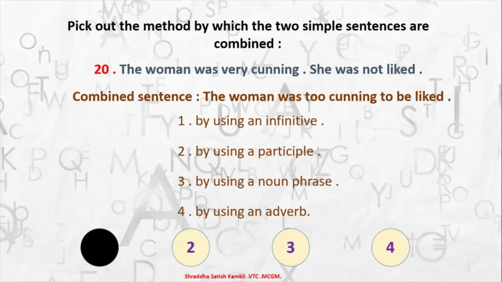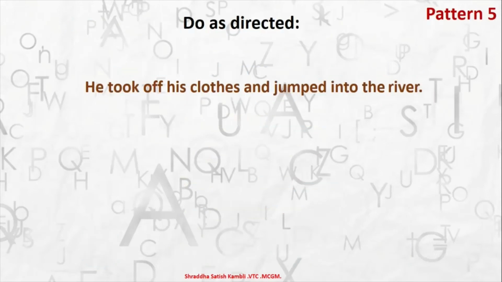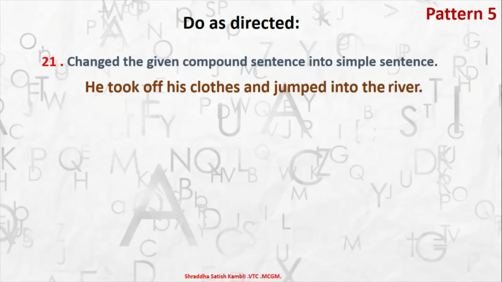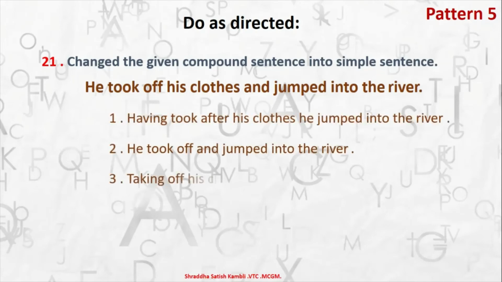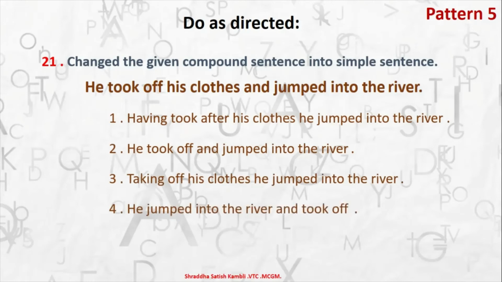Now we go to the last pattern where you do as directed. So see, change the given compound sentence into a simple sentence. He took off his clothes and jumped into the river. So you have to change the compound sentence which is given here into a simple sentence. So which will be the simple sentence? Let's take a look. Having taken off his clothes, he jumped into the river. He took off and jumped into the river.